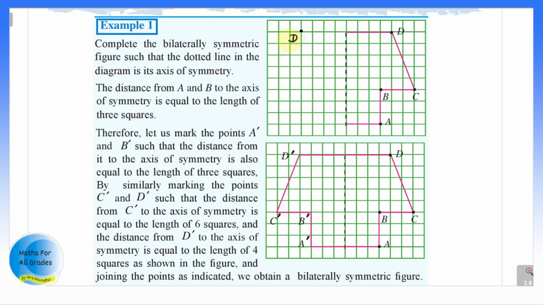It's in here. Point B is 3 squares away, so B dash is here. Point C is 6 squares away, so C dash is here. Point A is 3 squares away, so A dash is here. Now let's join these points D dash and C dash, C dash and B dash, B dash and A dash, then A dash to the axis of symmetry, D dash to the axis of symmetry. So in this way you can obtain a bilaterally symmetric figure using your square ruled book.